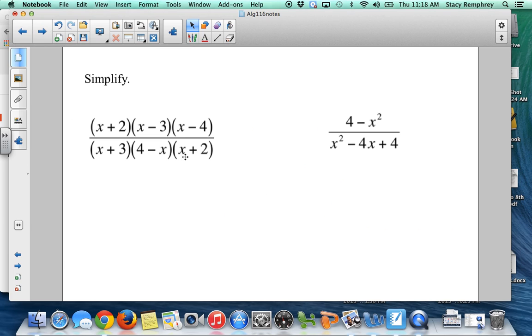All right, so in this example, you're going to look through. These are already factored, so you can look through and cancel what you can. Over here, you're going to need to factor the numerator and the denominator first, and then look to do your division and canceling. So please give that a try, and then come back and check your answers.